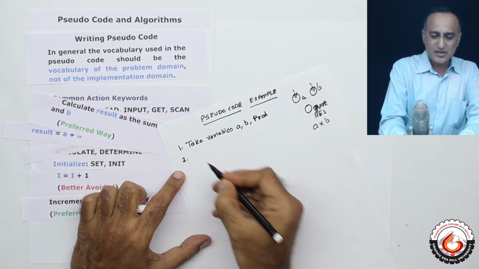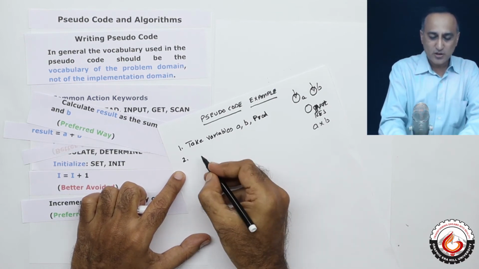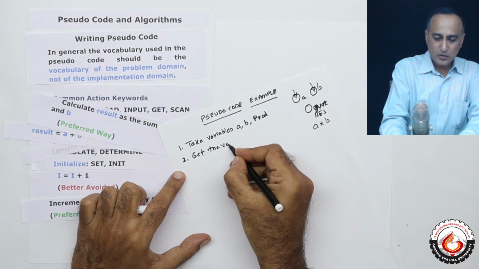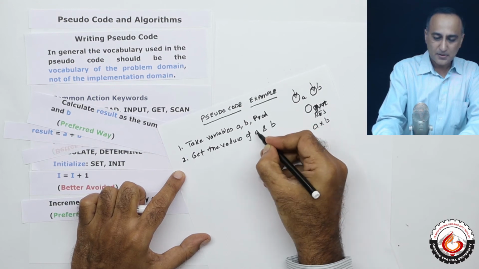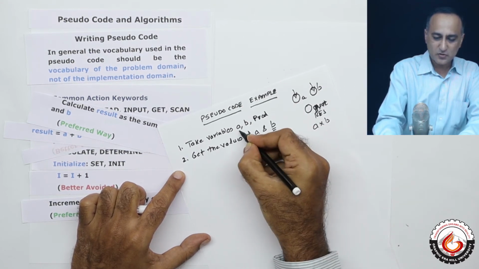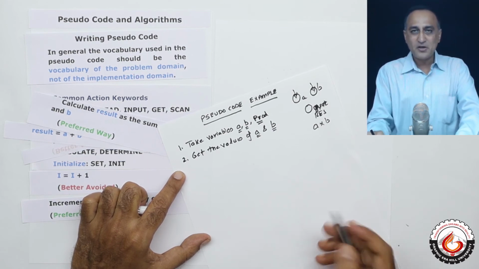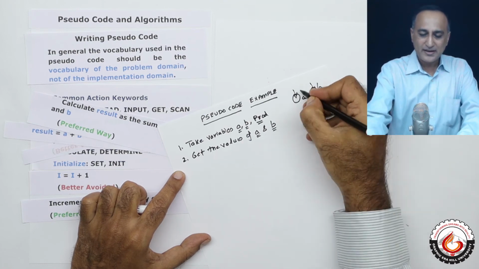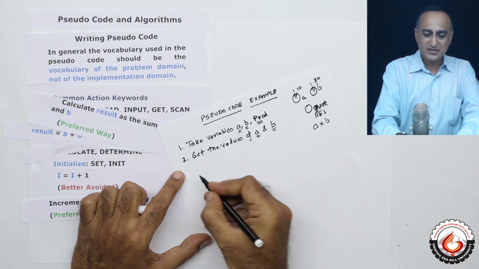Next, I want the user to give me the values of A and B. So I will say, get the values of A and B. I'll just highlight this A and B so that you know that these are variables. Get the values of A and B, or get values into A and B. They mean the same. So I could read A as 10, B as 30.